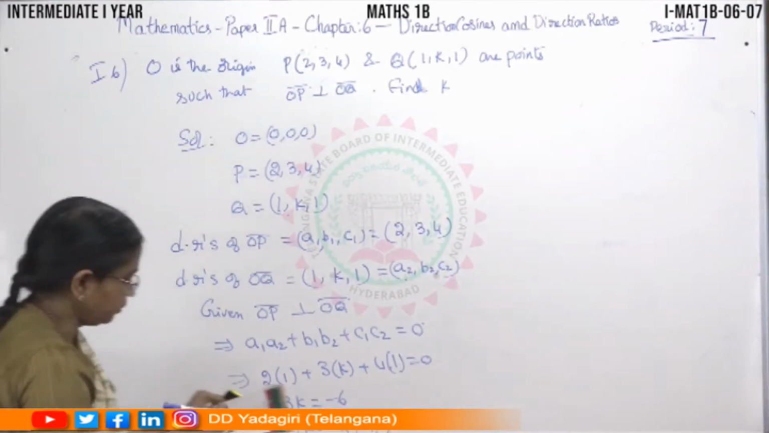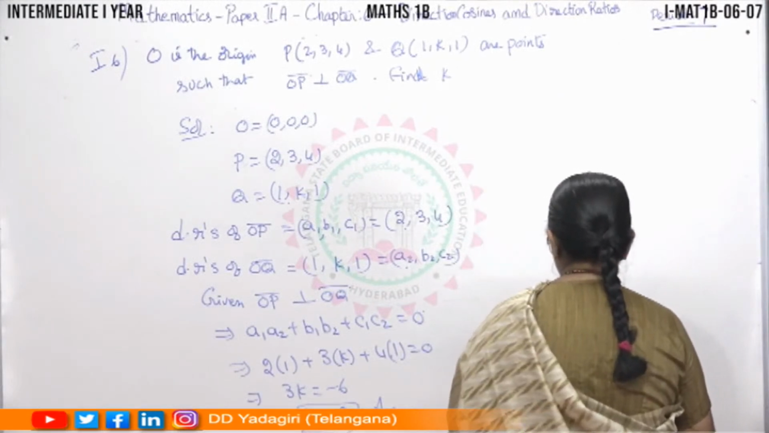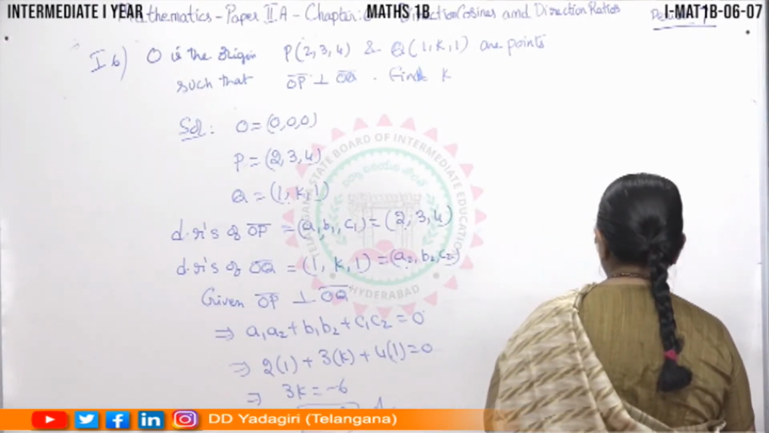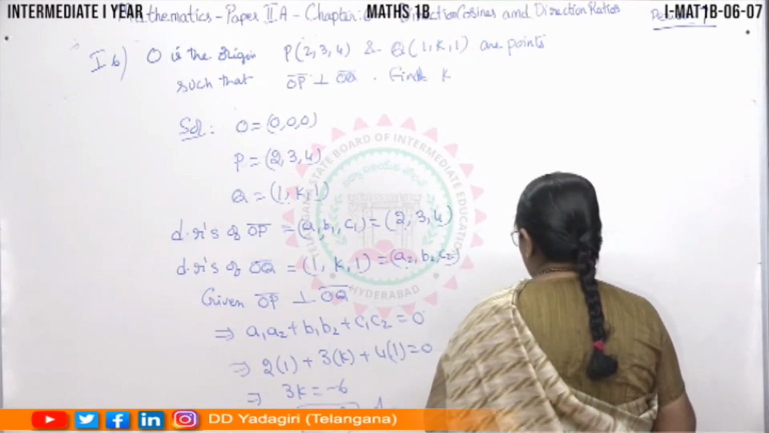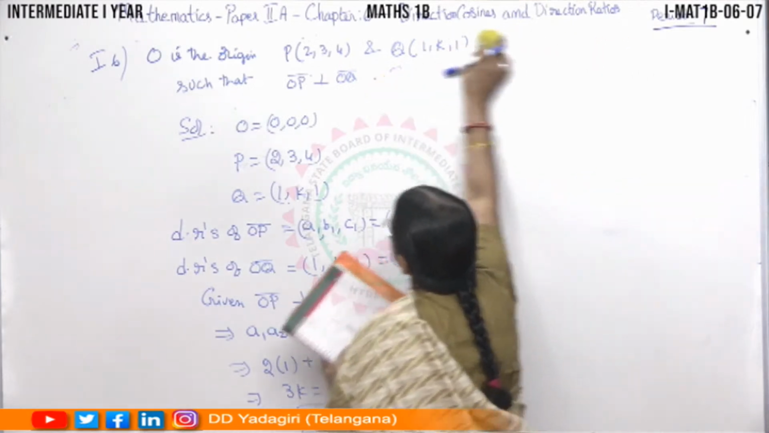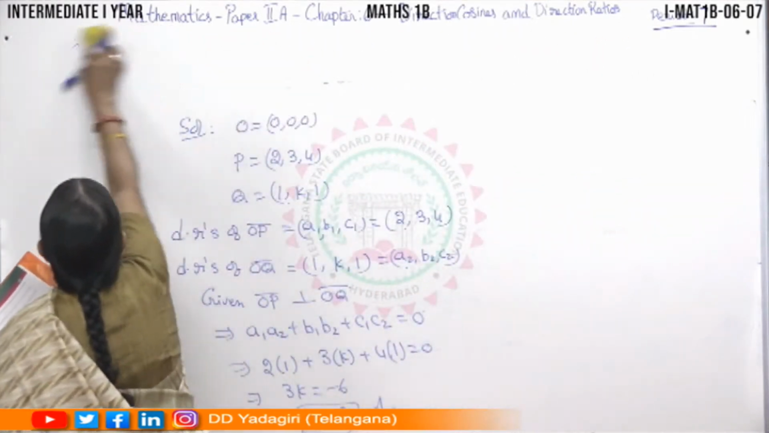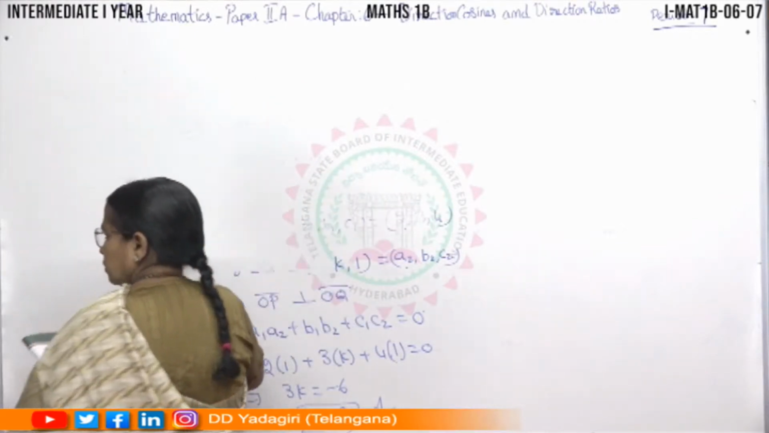Okay, next problem. Show that the line through 2 points is perpendicular to the line through another 2 points. So only 2 problems are left now. We solved almost all the problems.